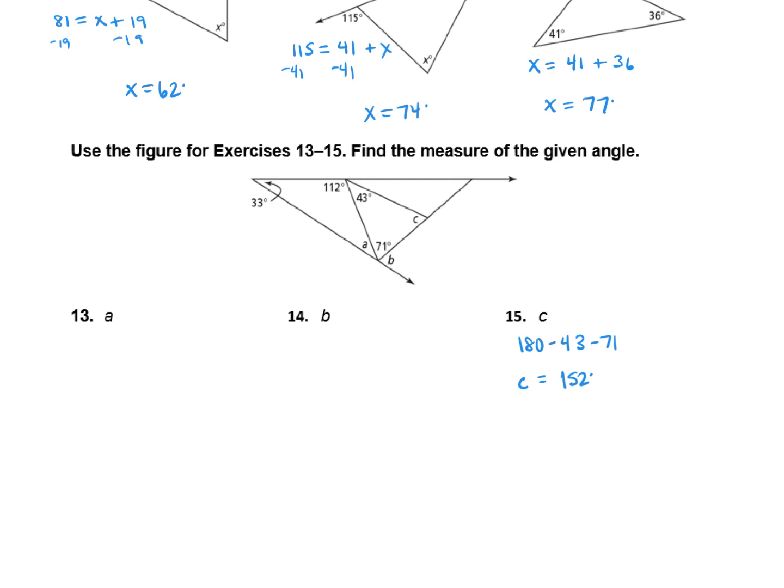Angle B is not inside a triangle. This is an exterior angle. Well, it's actually not quite an exterior angle. So we'll come back to angle B. Let's find angle A. Angle A is inside this triangle. So we know that if we take 33 and 112 away from 180, let's subtract 33 and 112. Angle A is equal to 35 degrees.